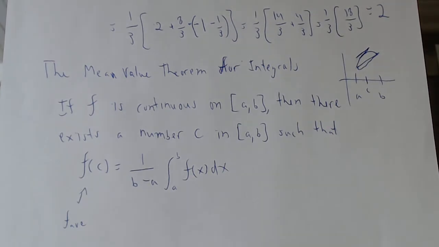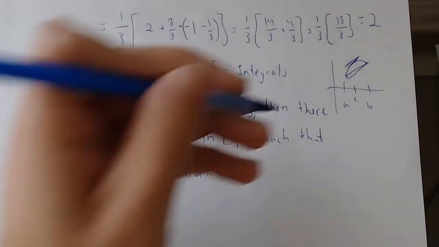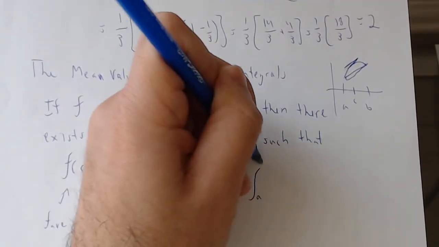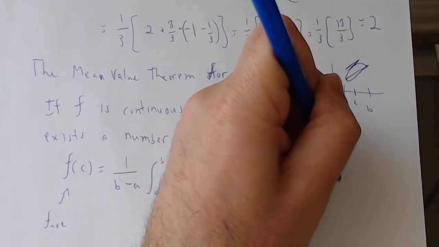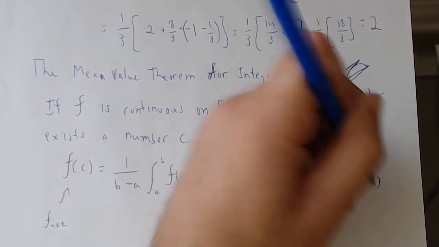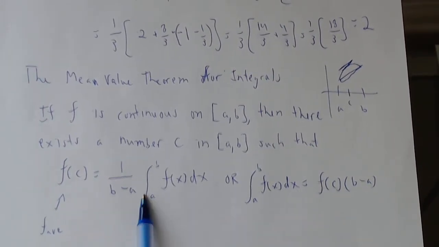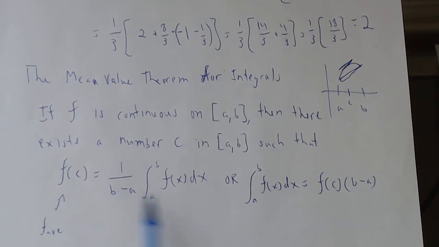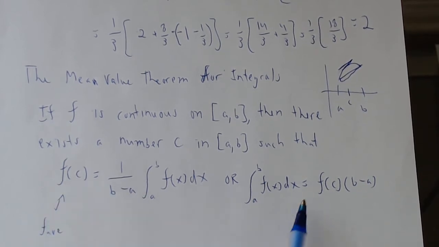Okay, now another way of putting this, which visually makes more sense, and is equivalent: the integral from a to b of f of x dx is equal to f of c times b minus a. If you look at these two, they're literally the same thing, because what I did to get from here to here is I just multiplied both sides by b minus a. So you get just this integral, and then you get f of c times b minus a. Okay, so they mean the same thing.